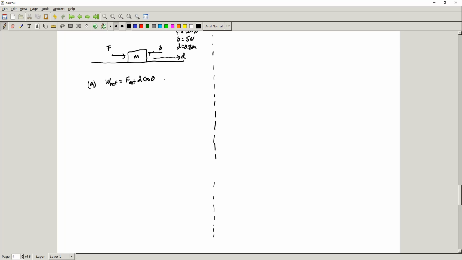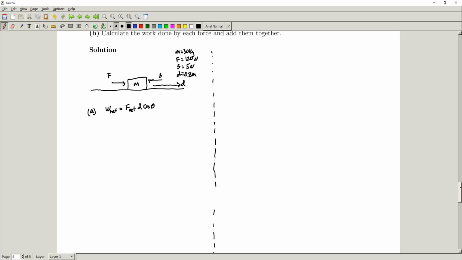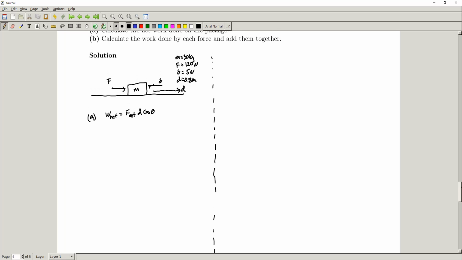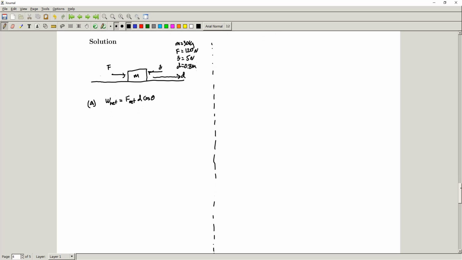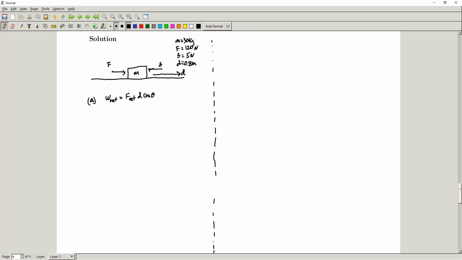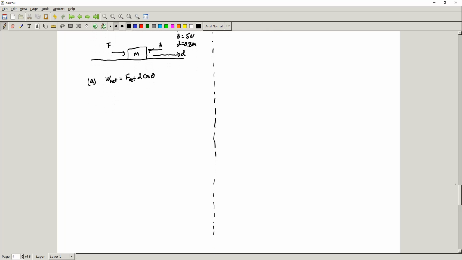We know what each individual force is. We know there's an applied force of 120 newtons pointing in the direction of displacement, and a frictional force of 5 newtons pointing against our direction of displacement. So let's find what the net force is. Okay, so force net, and this is all happening in the horizontal direction, right? So force net is going to be equal to F minus lowercase f, which is just 120 minus 5, which is equal to 115 newtons.